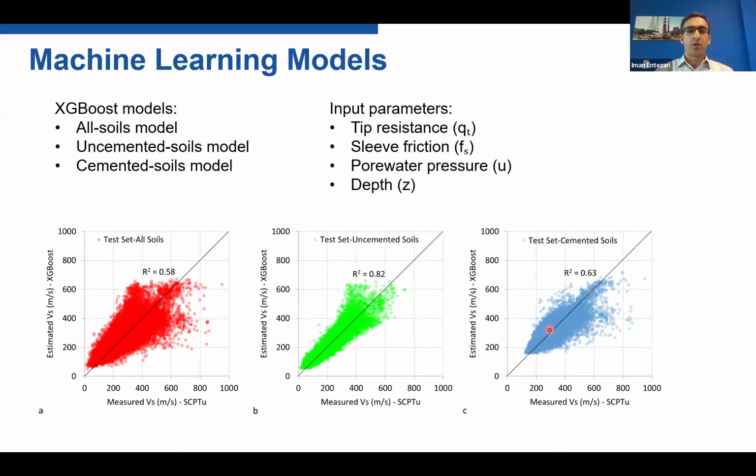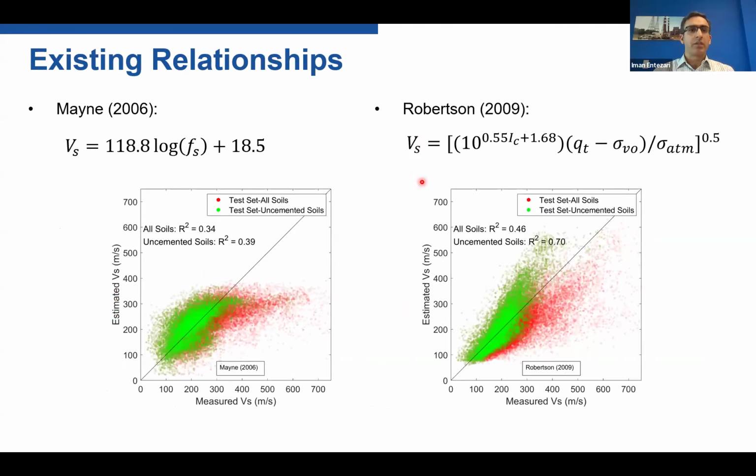And these are the performances of the models on the test set. So this test set was not used in training, obviously. We see how the different models performed for all soils, uncemented and cemented soils. These models were developed based on these 4 basic CPT parameters. We also applied Mayne 2006 and Robertson 2009 on the same data set. Again, these models have been developed for uncemented soils, so it's fair to look into the uncemented soil fraction of our test set and see how they perform. So here's the performance of those 2 models.